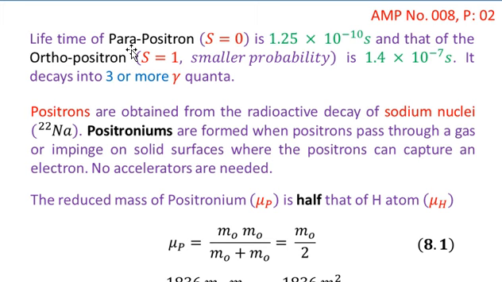Lifetime of parapositronium, with a spin equal to 0: the lifetime of parapositronium is 1.25 times 10 to the power minus 10 second. That of orthopositronium, having a spin S equal to 1, is 1.4 times 10 to the power minus 7 second. It decays into 3 or more gamma quanta.